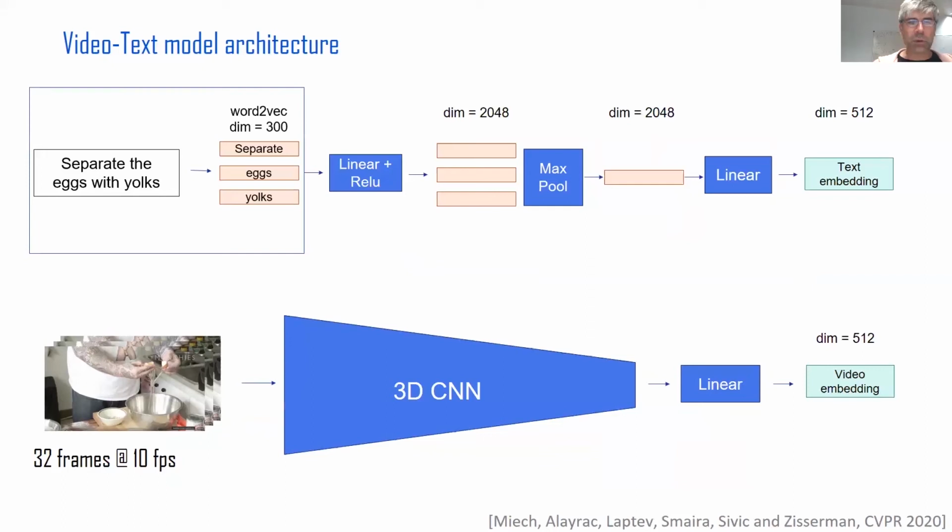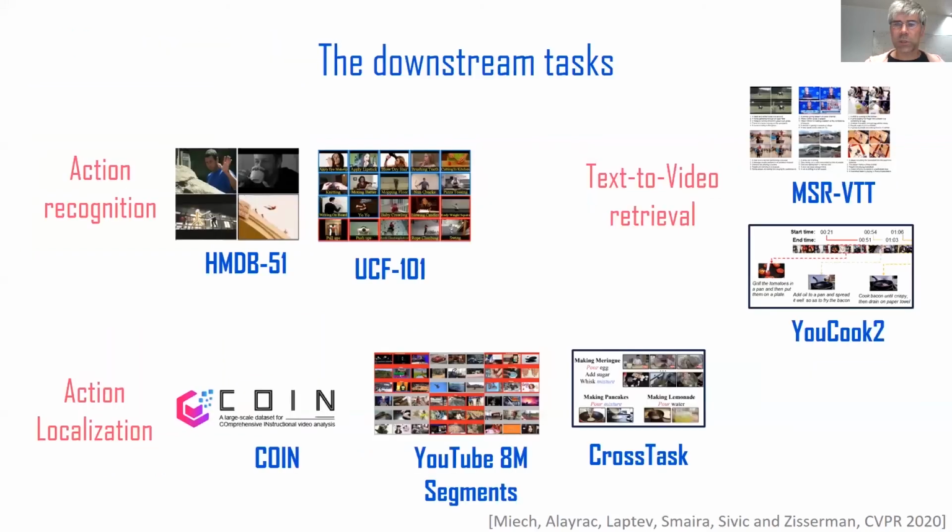Now how do we train the model? Importantly, the model is trained from scratch. We want to see what can be done without any pre-training using MIL-NCE, not ImageNet or Kinetics. So our models are trained from scratch, just from the videos and noisy narrations which are provided within the instructional videos.